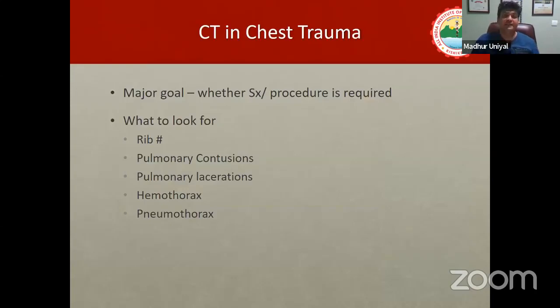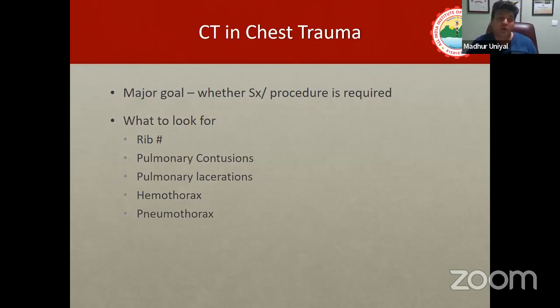So now coming to CT in chest trauma, we'll be just discussing some representative images, and later on, I'll be glad to answer whatever questions are put forward. So why do we get a CT chest in trauma? We usually have an X-ray which tells us a lot about most things in trauma, but yes, if the mechanism of injury directs or if the patient's condition is such that we are suspecting something, and our major goal is whether a procedure is required or not.